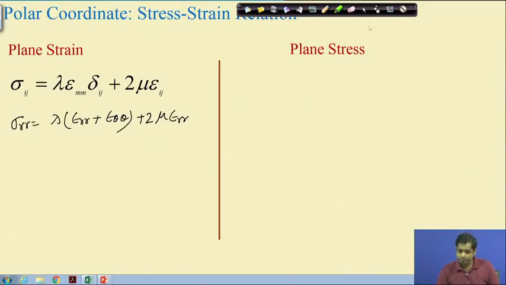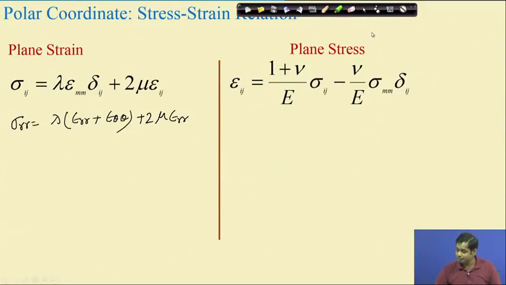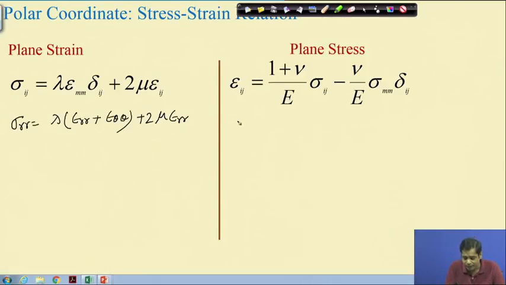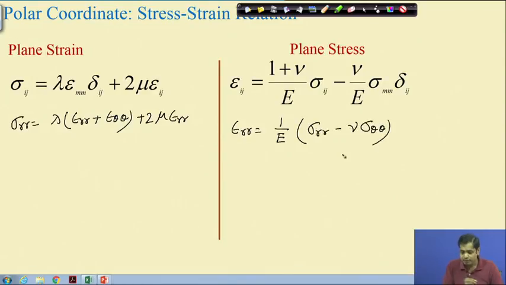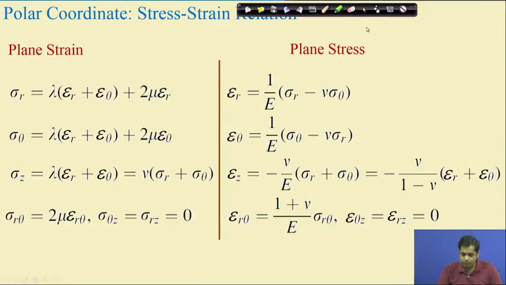Then similarly, for strain, if we have to get, for instance, epsilon r, it will be 1 by E into sigma r minus nu into sigma theta. Similarly, we can substitute different components in place of i and j to get the other strain components as well. Now, if we do that, these will be the different stress and strain components in plane strain.